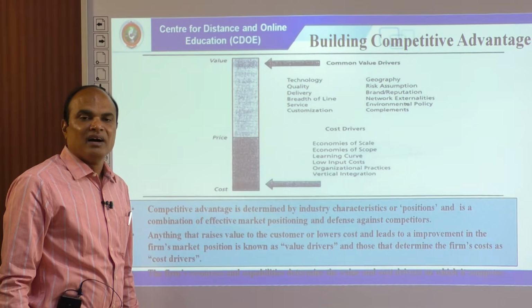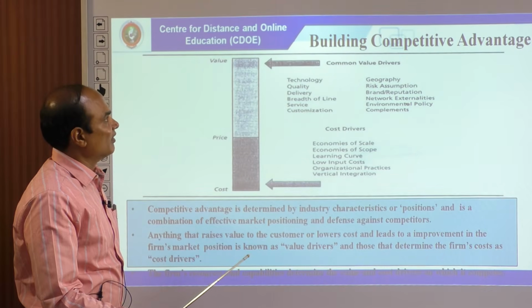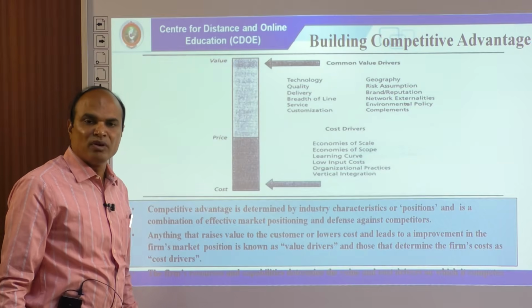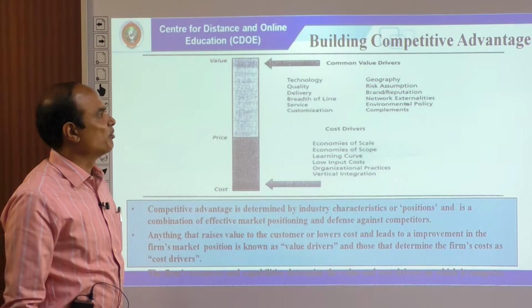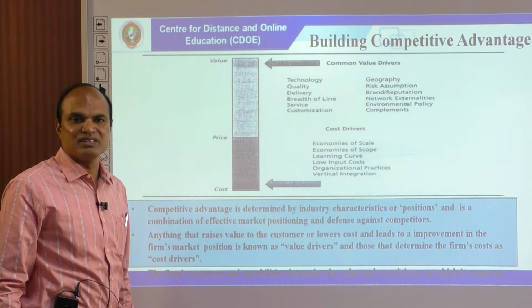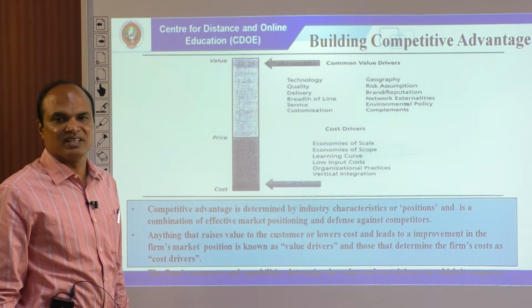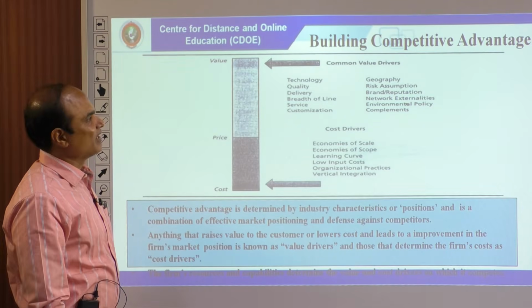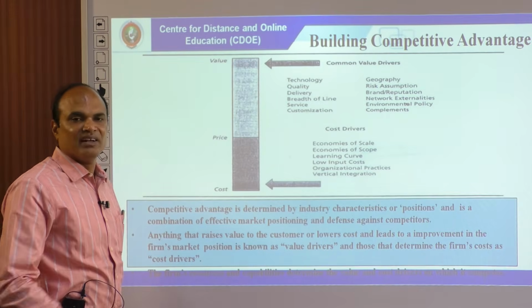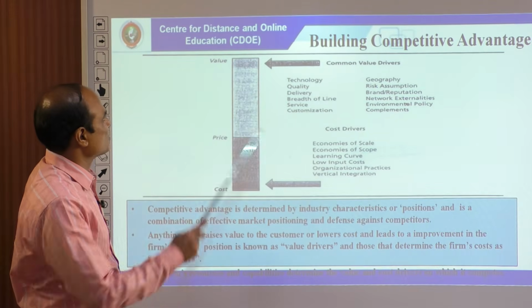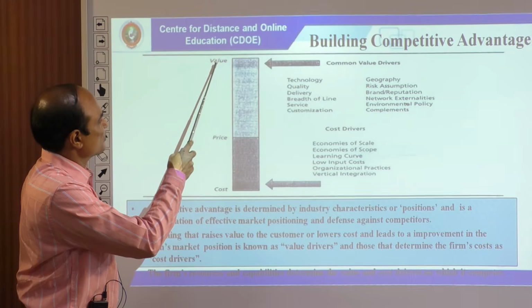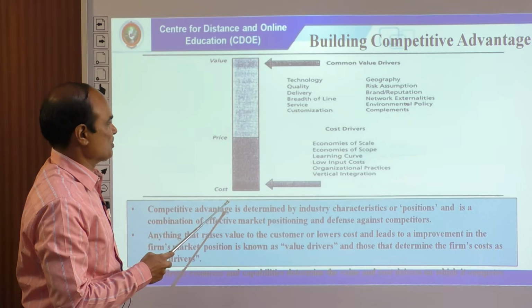Then, we have been discussing building competitive advantage. The strategy is all about attaining and sustaining competitive advantage, that is CA. Competitive advantage can be attained through various means. You are seeing here, one is value, the price and cost.